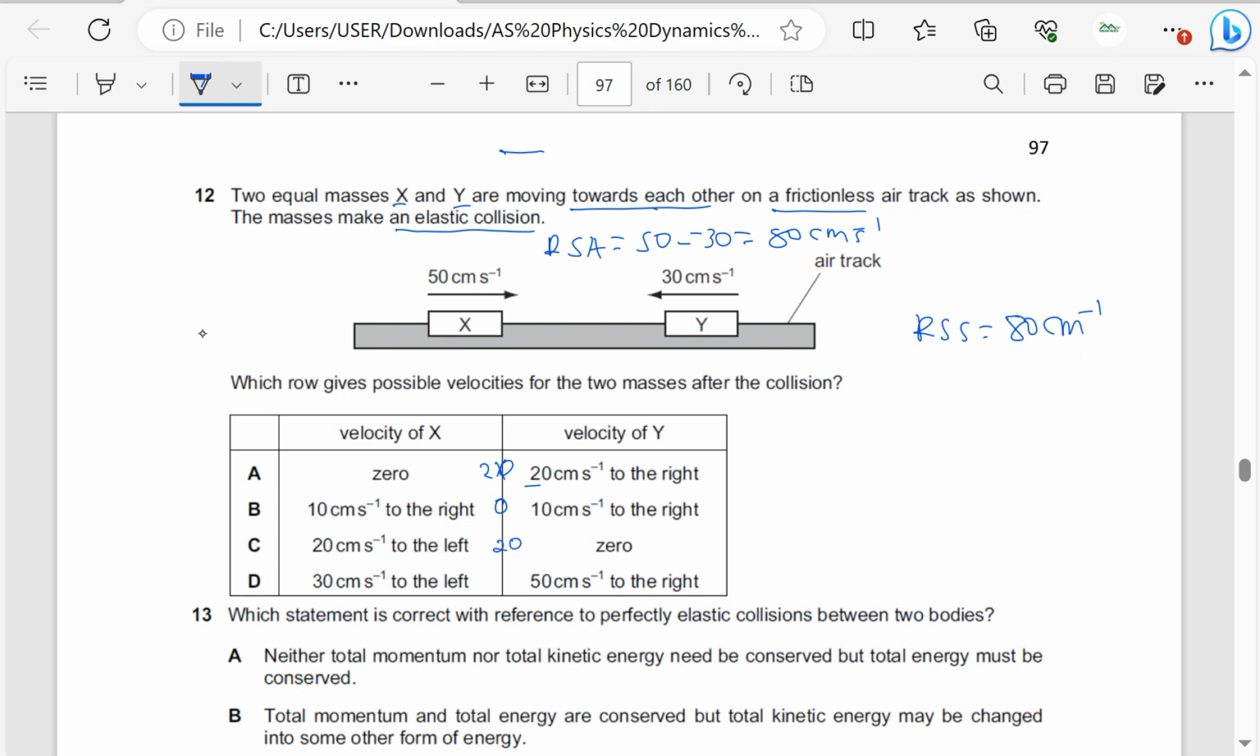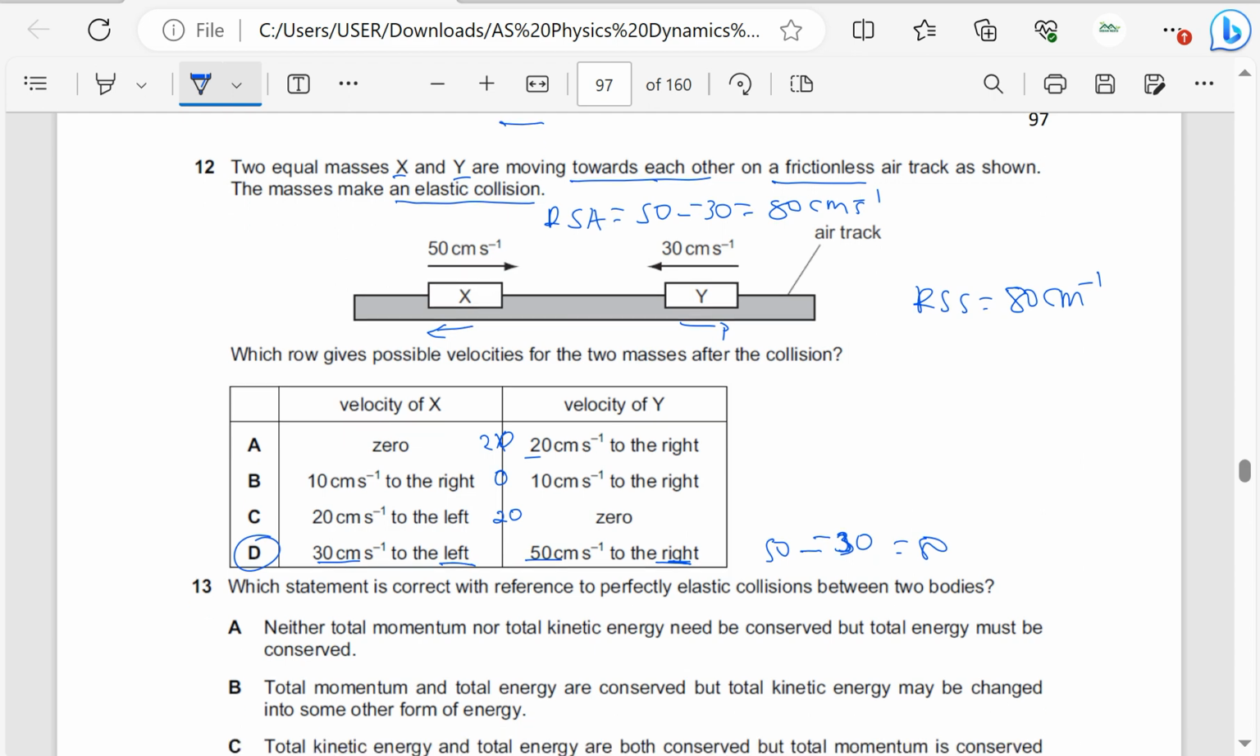50 to the right, so 50 to the right minus 30 to the left, so minus negative 30. So this one has now 30, this is 50, so the answer is going to be 80, so the answer is going to be D. Relative speed of approach should be equal to the relative speed of separation. 50 to the right, that is positive. 30 to the left, that is negative, so it is minus negative. The word relative means you subtract the speeds.